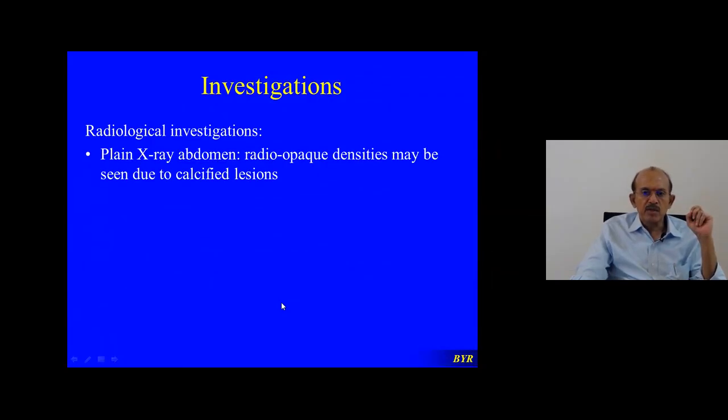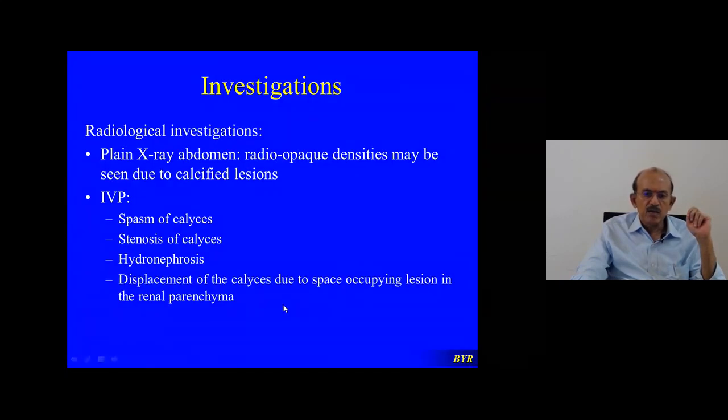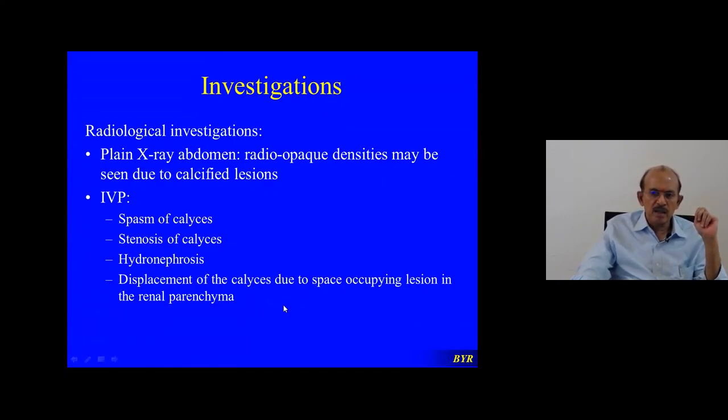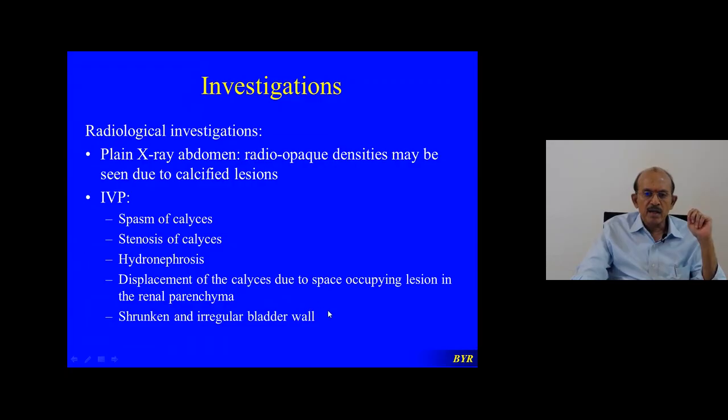Plain X-ray abdomen may show radiopaque densities due to calcified lesions. IVP may show spasm of the calyces because the calyces are infected and inflamed. There may be stenosis of the calyces. There may be hydronephrosis, displacement of calyces due to a space-occupying lesion in the renal parenchyma, due to a cold abscess or a cavity. Shrunken and irregular bladder wall due to tuberculous infection of the bladder. Chest X-ray may show pulmonary tuberculosis.